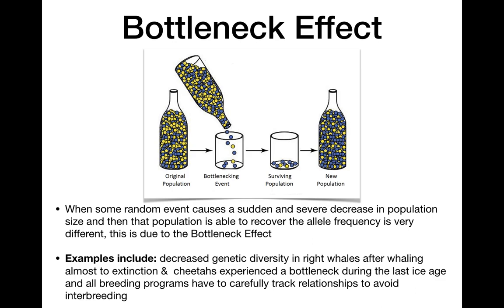Cheetahs experienced a natural kind of bottleneck, and during the last ice age, a lot of cheetahs died, and the population that is left is very closely related to each other. And so now when people are breeding cheetahs in zoos and conservation programs, they need to really carefully track the relationships and how closely related two individual cheetahs are to avoid inbreeding and try and get that genetic diversity back up again. Okay, that's the bottleneck effect, second example of genetic drift.